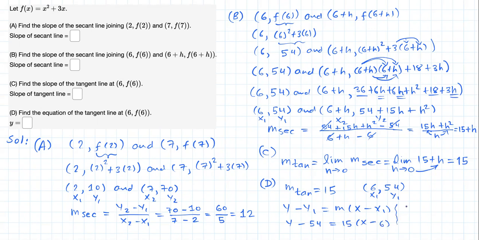Working this out, y minus 54 equals 15x minus 15 times 6, which is 90, plus 54 plus 54, y equals 15x minus 90 plus 54, which is minus 36.